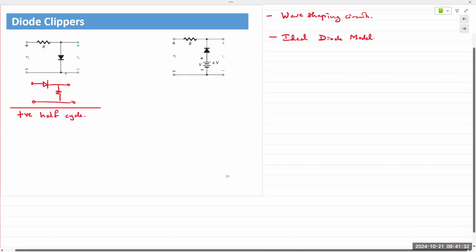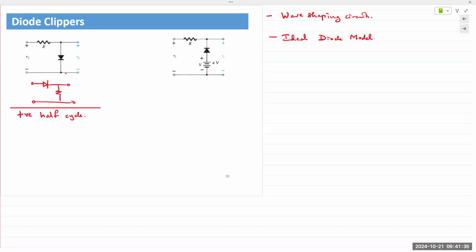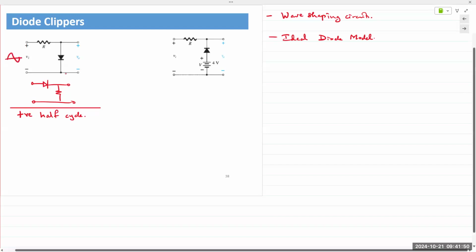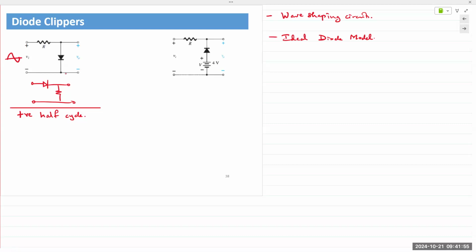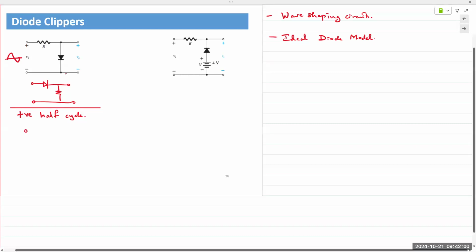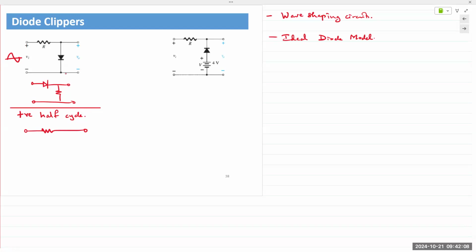Right now, we are not combining both DC and AC. We are simply applying an AC waveform. That AC waveform could be a sine wave, a square wave, or a triangular wave; it does not really matter. But let's say you apply a sine wave input to it. In the positive half cycle, the voltage is positive, so the anode of the diode would be higher than the cathode in terms of electric potential.